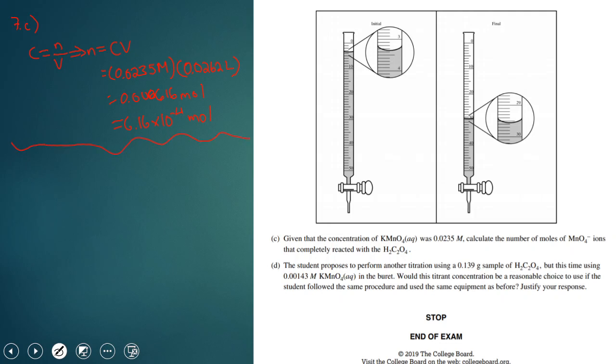Okay, redox titrations. Part D, the student proposes to perform another titration using a 0.139 gram sample of H2C2O4, this time using a lower concentration in the burette. Would this titrant concentration be a reasonable choice to use if the student followed the same procedure and used the same equipment as before? Justify your response.